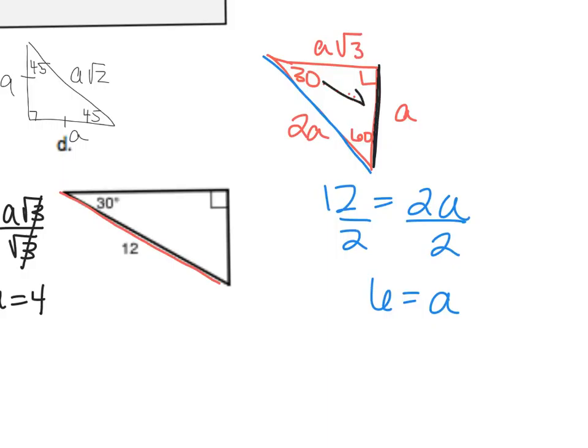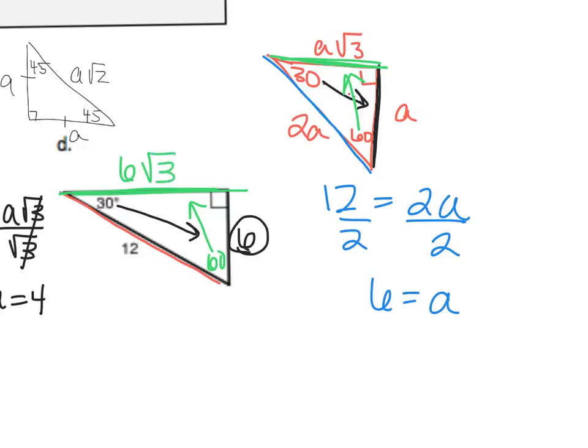That one's across from the 30-degree angle. So in this triangle, the one that's across from the 30-degree angle is here. So this side is 6. Now the last side is going to be the a root 3 side, and that's going to be this top here, because that one's across from the 60-degree angle. So if a is 6 and this side is a root 3, it's just going to be 6 root 3, substituting 6 for a. And that's it.